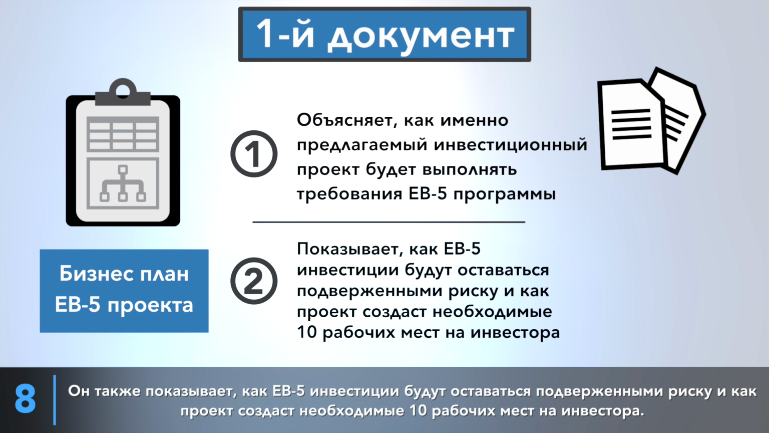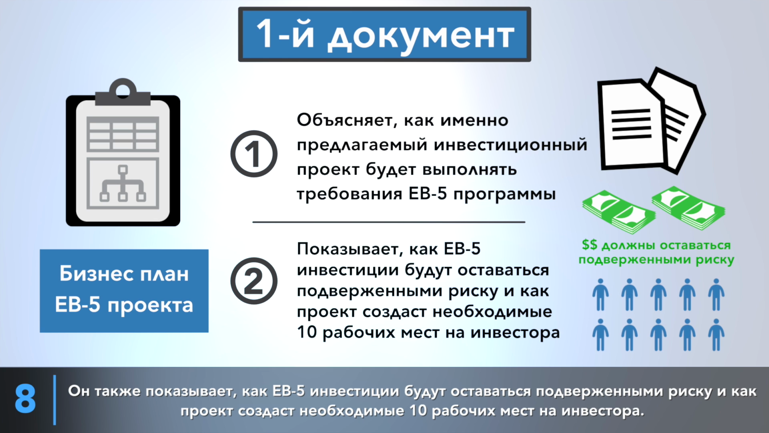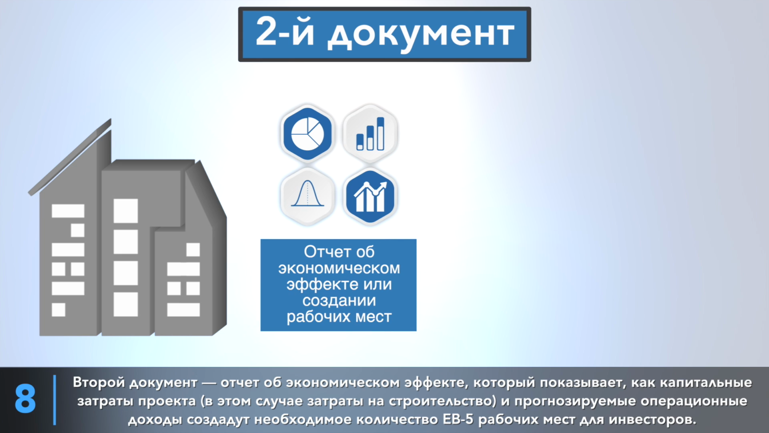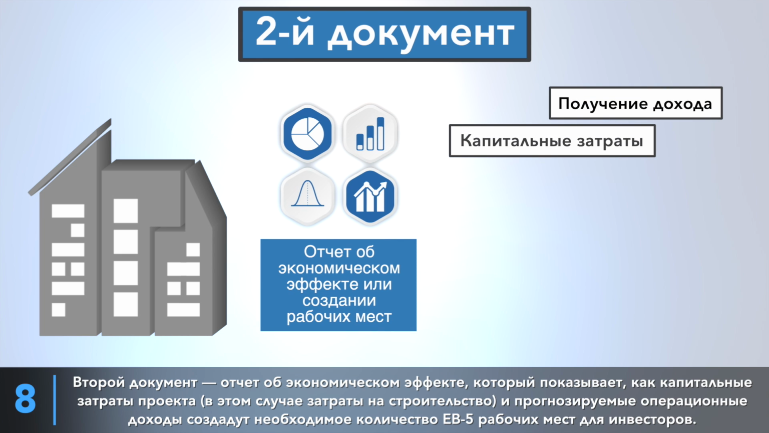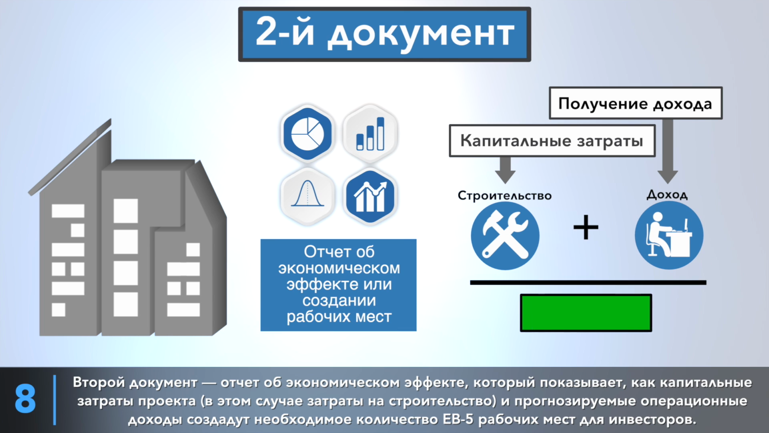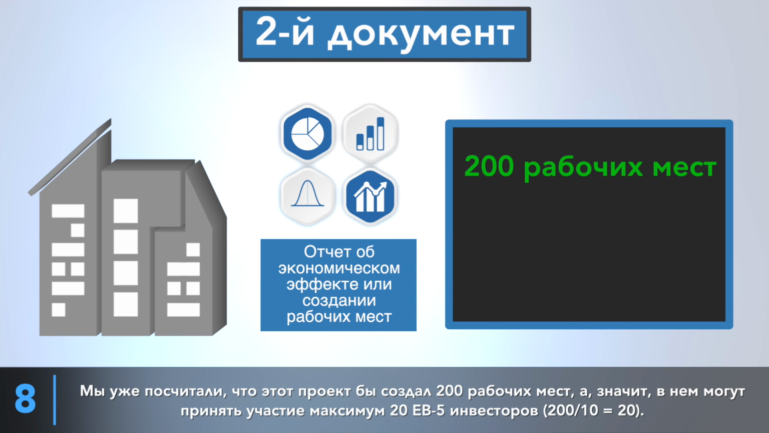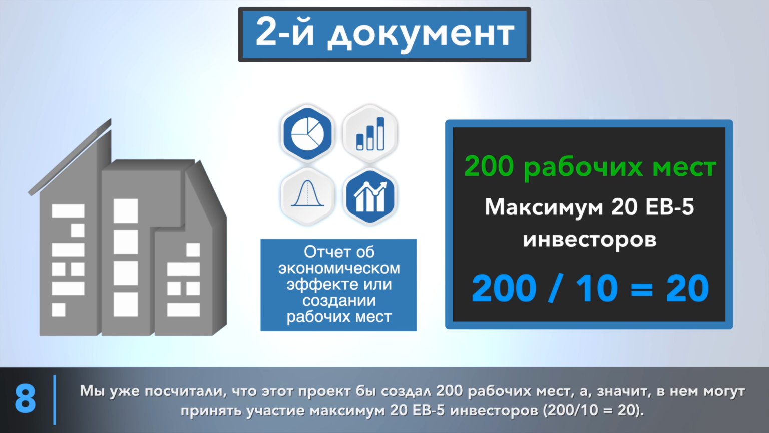It also demonstrates how EB-5 investments will remain at risk and create the required 10 jobs per investor. The second document is the Economic Impact Report, which shows how the project's capital expenditures, in this case construction costs, and projected operating revenues will create a sufficient number of EB-5 jobs for the investors. We've already calculated that this project would create 200 jobs, so it can support a maximum of 20 EB-5 investors. 200 divided by 10 equals 20.